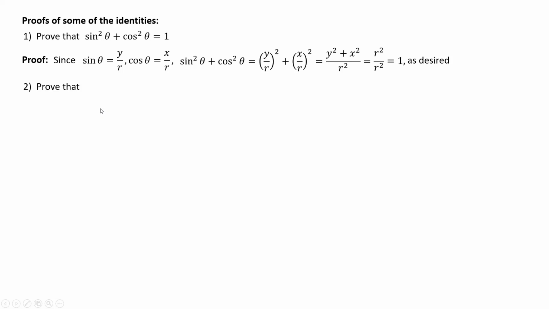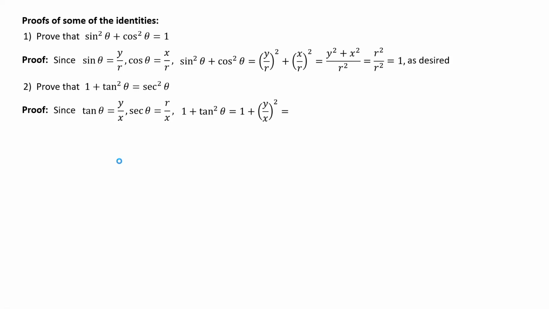Cool. Prove that 1 plus tangent square theta equals secant square theta. I will adopt a similar strategy even for this. That is, since tangent theta is y over x and secant theta is r over x, right? In terms of x, y, and r, would you agree that's what it is? 1 plus tangent square theta is 1 plus the quantity y over x squared. And so now this is 1 plus y square over x square. If we add those two fractions, we get x square plus y square over x square.